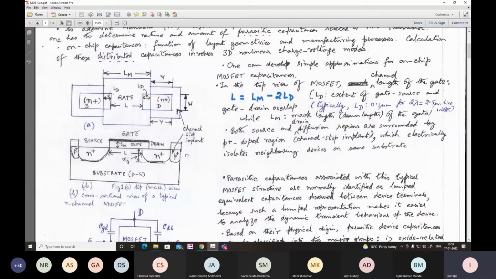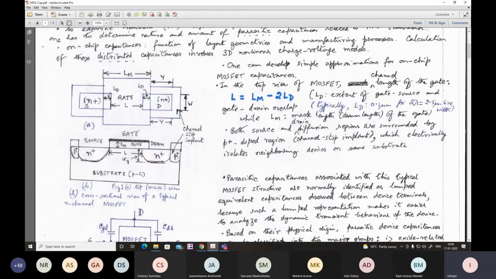After this P plus channel stop implant, you have another N type MOSFET, something like that. So this acts as a boundary or isolation between the two neighboring NMOS transistors. It acts like a neutral region, and this is connected to the most negative potential, so that this is all.